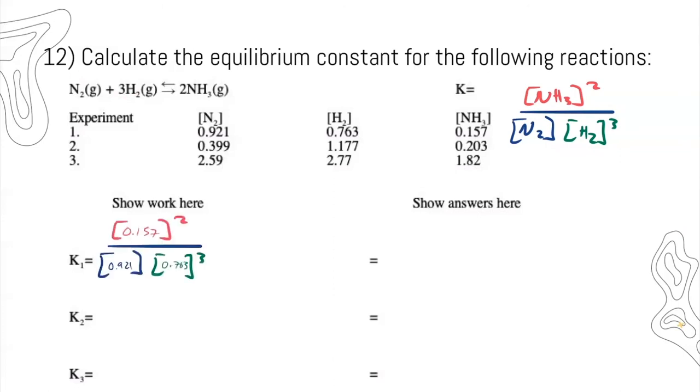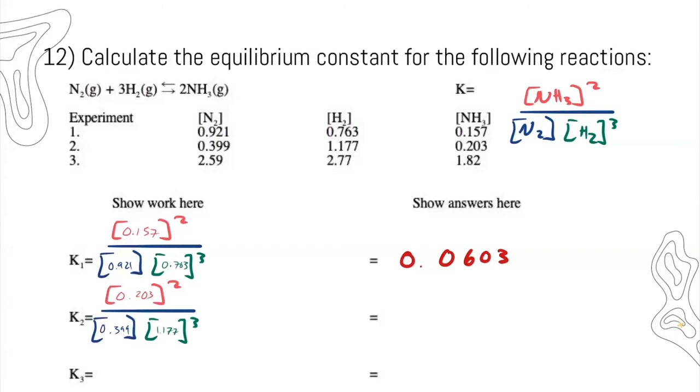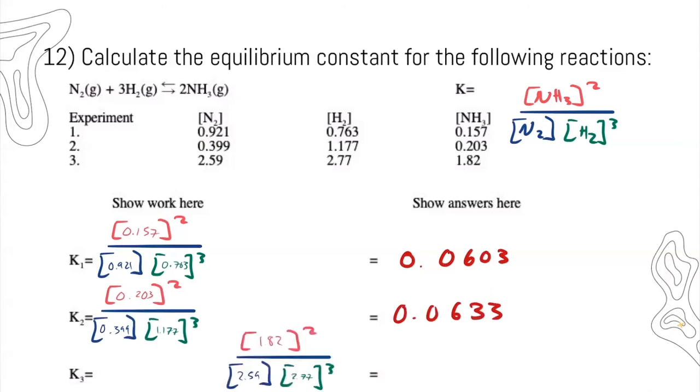For trial 1, I just plugged in my data, and after plugging that into my calculator, I get an equilibrium constant of 0.0603. For trial 2, plugging in the data for experiment 2, and that into my calculator, I get an equilibrium constant of 0.0633. For my third one, I'm going to plug in that data from my table, and then that straight into my calculator to get an equilibrium constant of 0.0602. This is how we find our equilibrium constant.